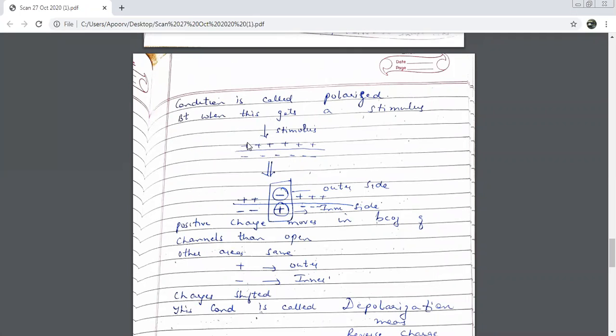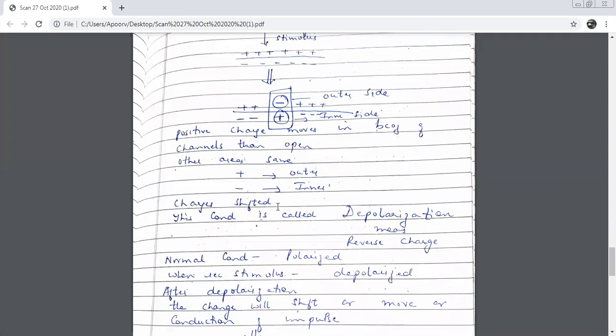If you understand this better, you will very easily understand those PQRS waves which you see in the ECG. Now the stimulus is received, supposing at the third position. At the third position, the channel will open and an interchange of signs will take place. Positive will come inside, negative will go up. Positive charges move in because the channels open and charges are shifted. What is this process called when charges are reversed? Depolarization.